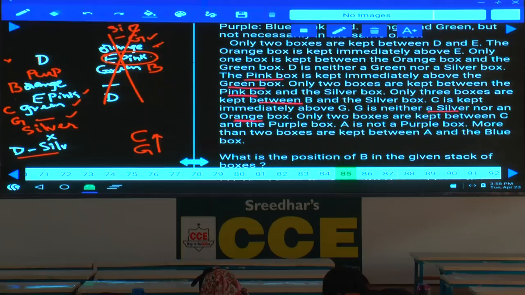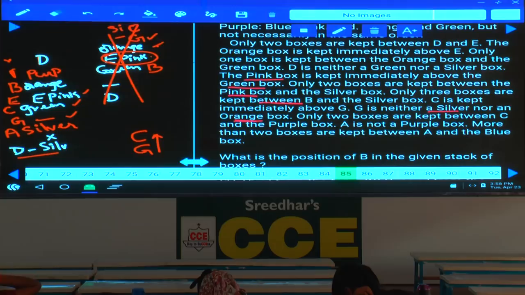And only two boxes are kept between C and the purple. A is not a purple box. If A is not a purple box, then this A must be the silver box. And A is silver, that is the only place left. D, B, E, C, G, A were done. This is E. E is also done. Now we are left with what? Now we are left with F. This F must be the purple colored box.